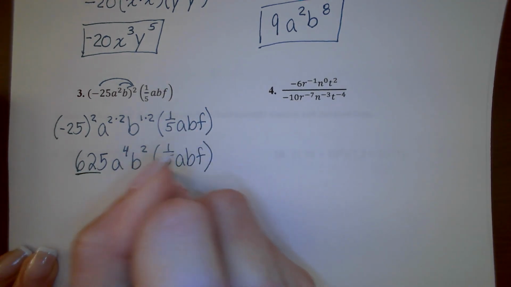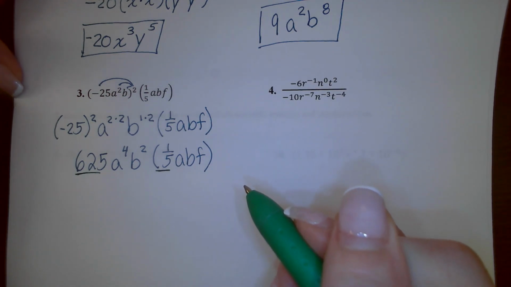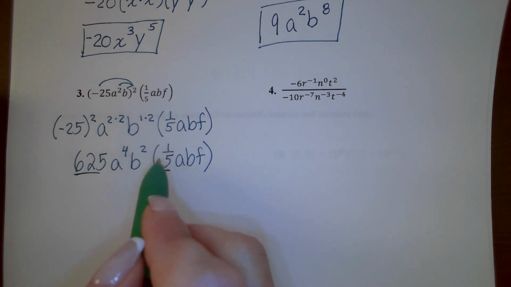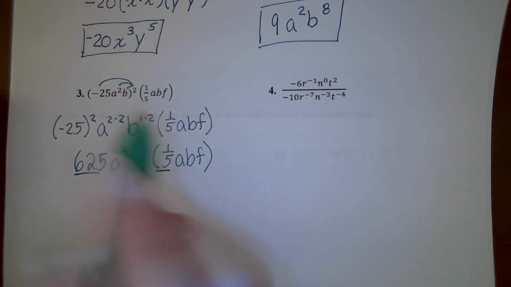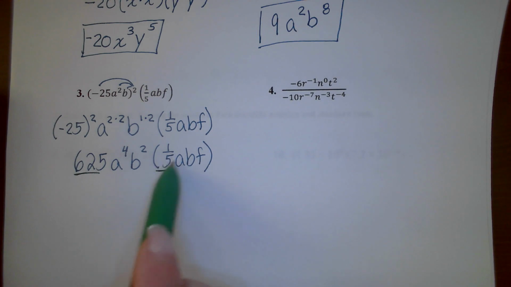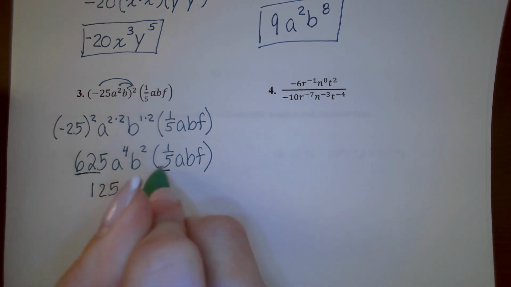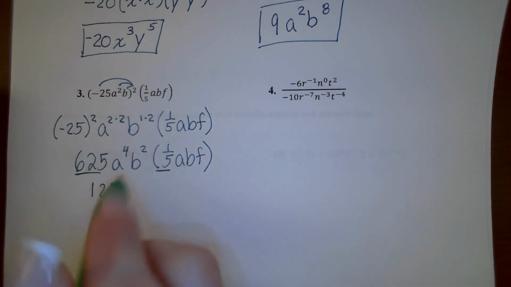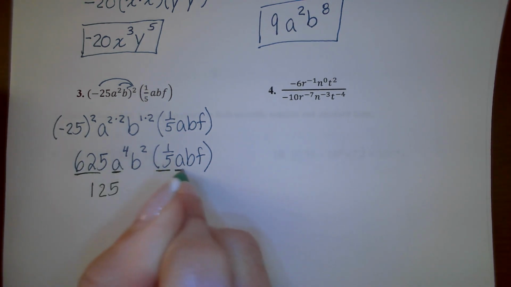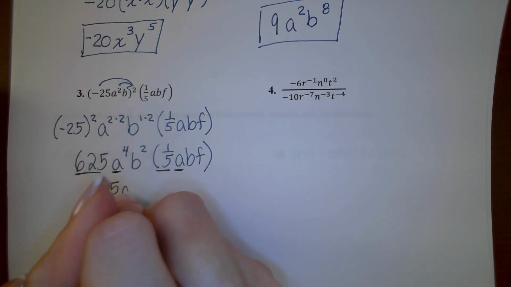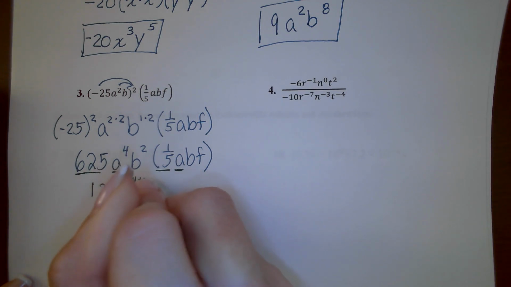I'm going to first multiply 625 times 1/5. Now, we've learned when we multiply by a unit fraction, meaning 1 over another number, we are just dividing by that denominator. So 625 divided by 5 is 125. And then I'm going to look at my bases. So now each base has an exponent and the bases are matching. So this will be a to the 4 plus 1.